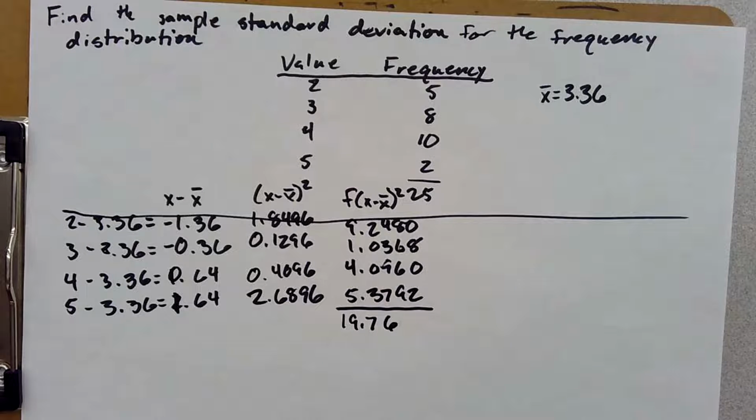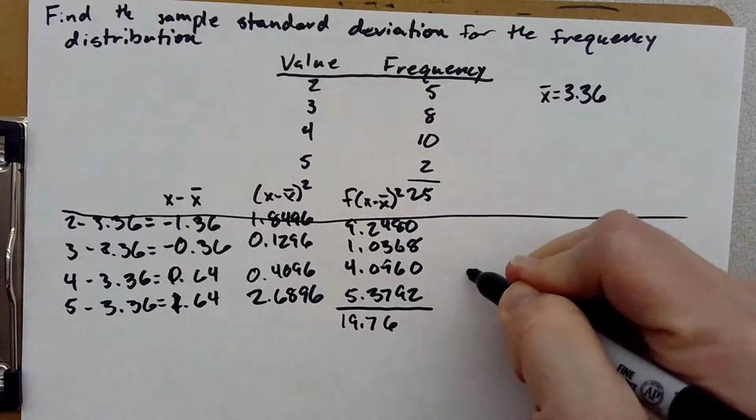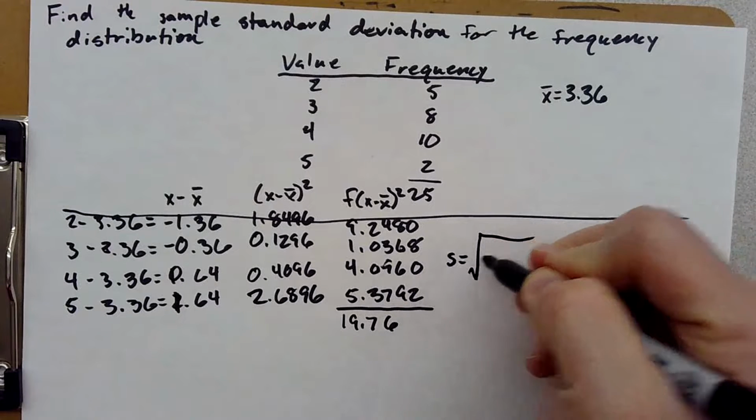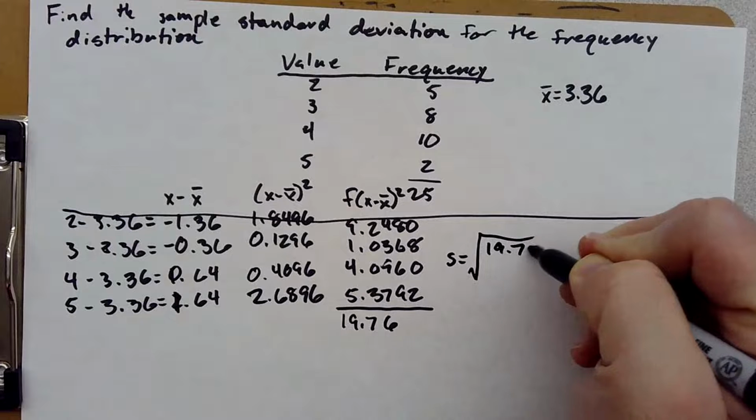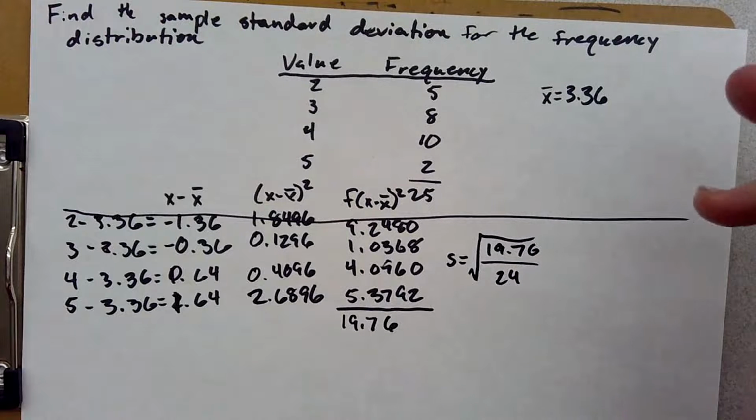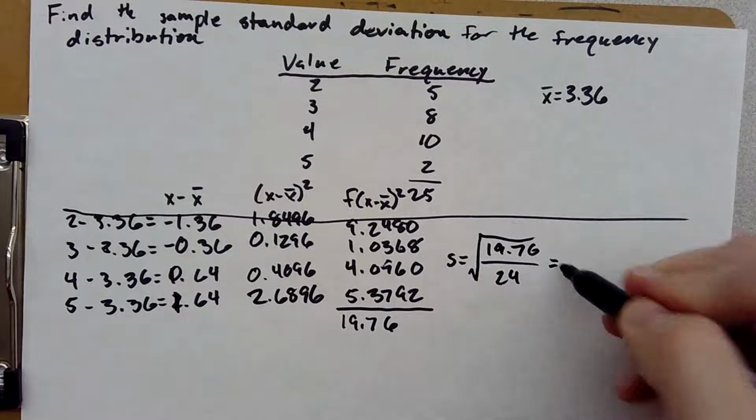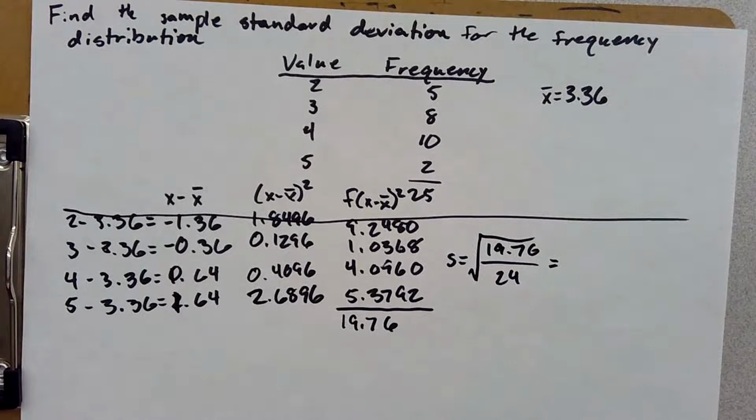We take the square root of 19.76 over 24. This is going to be S. And we get 0.91 approximately.